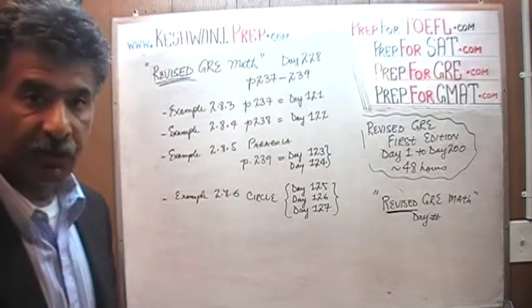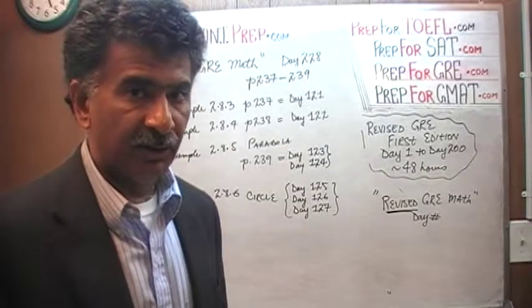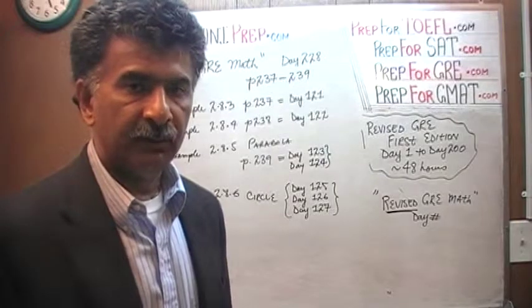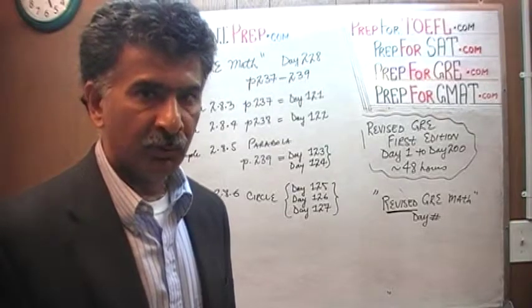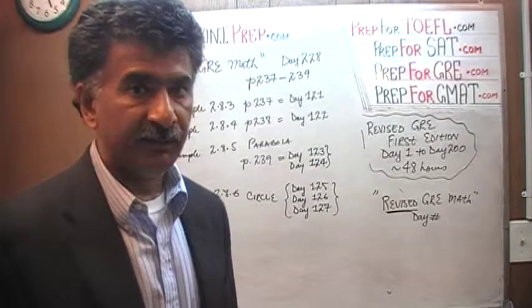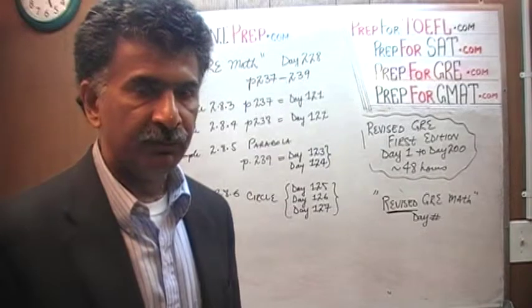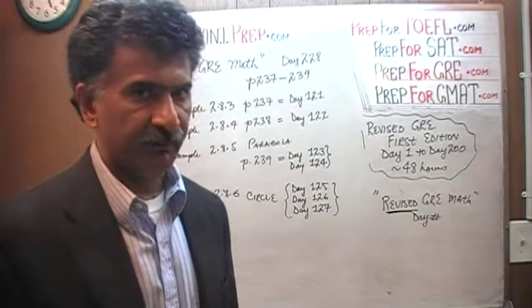2.8.5, they introduced the concept of parabola. There are lots of things in the revised GRE that did not exist in the old GRE. The statistics part, what they call data interpretation, has much more importance now. It carries more weight than it did in the older version of the GRE. And in geometry, they have introduced many more concepts that simply weren't covered in the old GRE. Parabola is one of them.